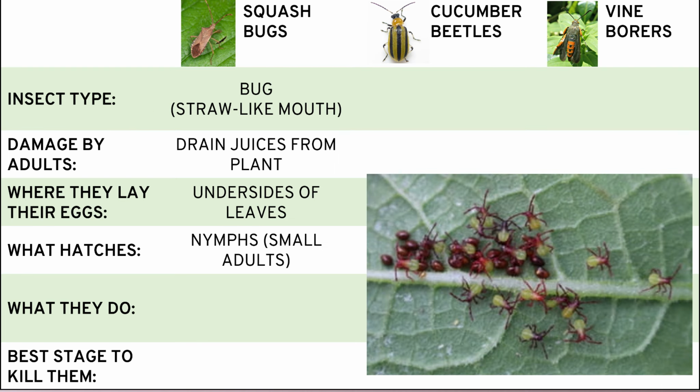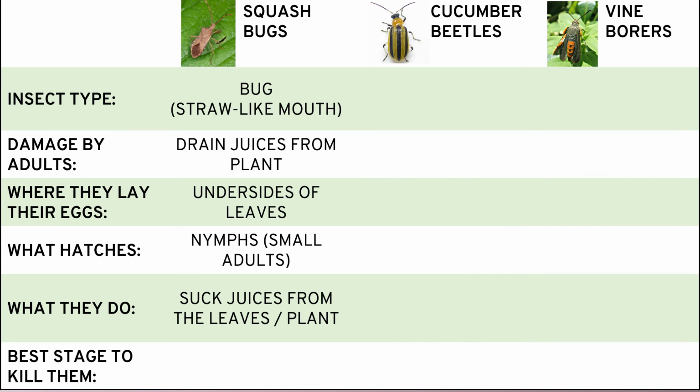What hatches are nymphs, meaning small adults, and they do have a mouthpiece much like the mature one. They also have this kind of straw thing, and they also use it to suck juices from the leaves of your plants. It'll cause wilting if you've got a young plant. A mature plant, it's more of a nuisance than anything else, but with a bad infestation, it can get out of hand. So you do want to manage these. The best stage to try and kill them is the eggs. Much easier to get rid of eggs than it is to get rid of the adults.